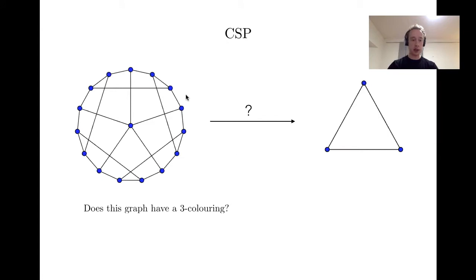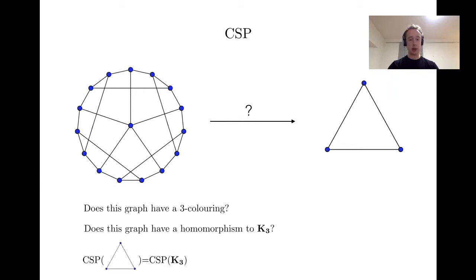Suppose you have a graph, as on the left here, and you want to know whether it has a 3 coloring. This can be framed equivalently as a graph homomorphism problem. Does an input graph have a homomorphism to the complete graph K3 on the right? A homomorphism in the context of graphs means that each edge of the input graph is preserved in the output graph when vertices are mapped to vertices. And the notation we use for this is CSP of the target structure of the homomorphism.